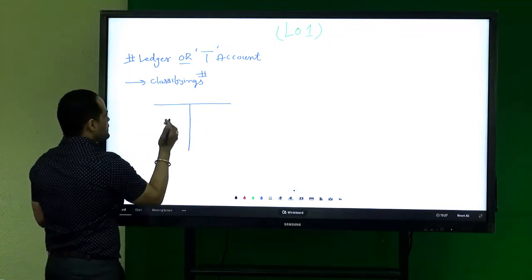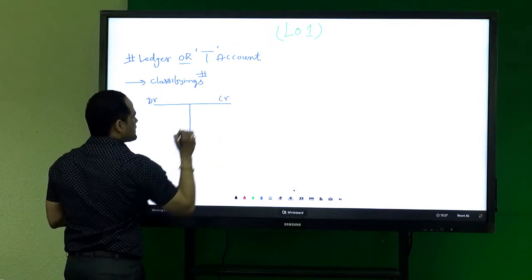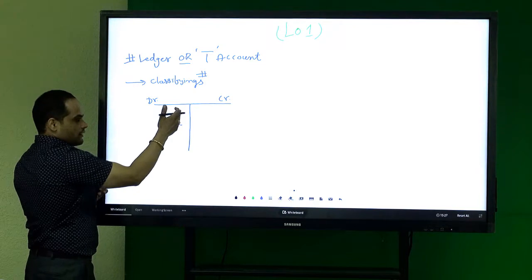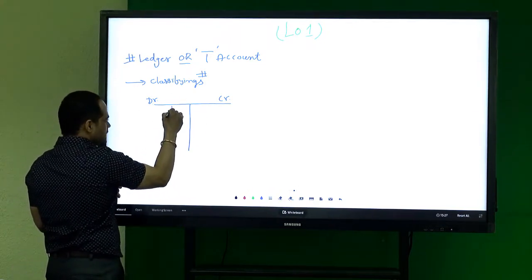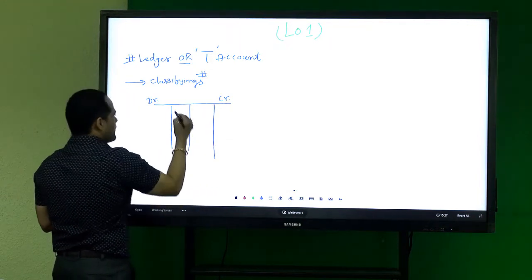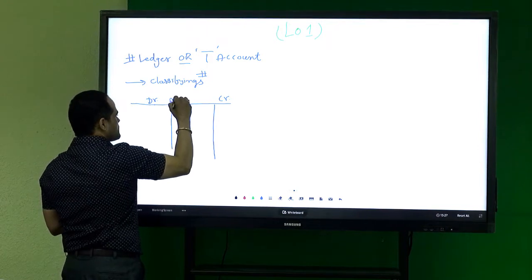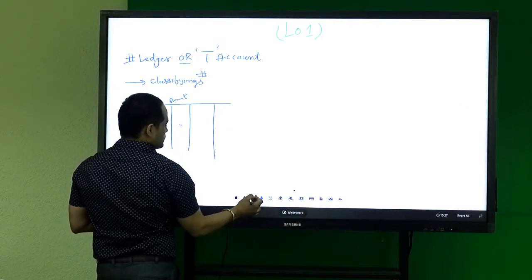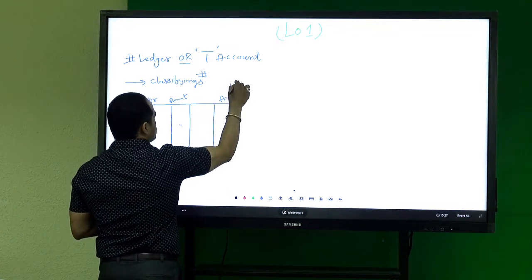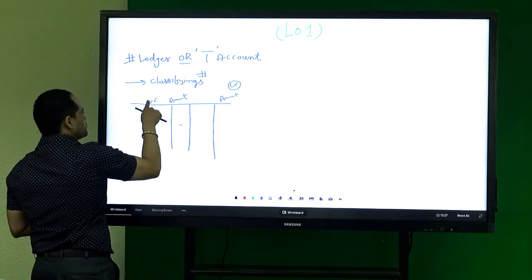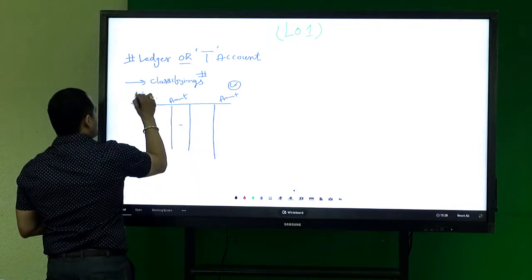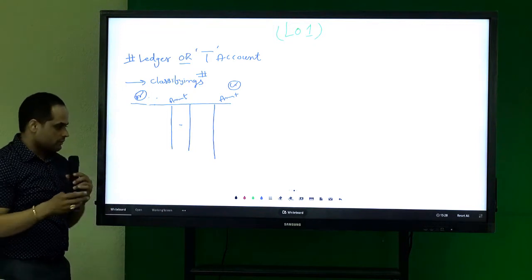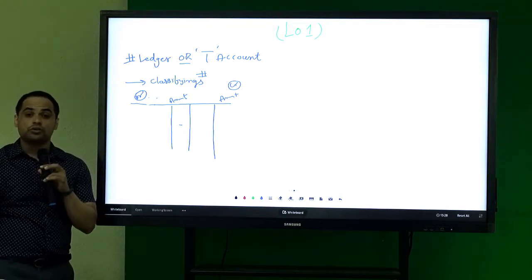Now, why do we call it a T account? Because it has two sides. One is the debit side, and the other is the credit side. All the items affected by debit will be on this side, and credit on the other. Actually, a T account looks like this: this is the amount, this one is the credit side, and this one is the debit side. That's why we call it a T account. Now let me write down how to convert a journal entry into a ledger.